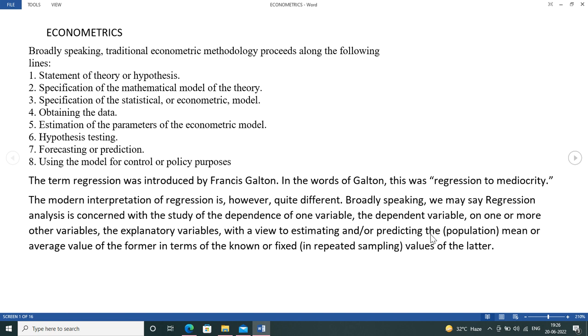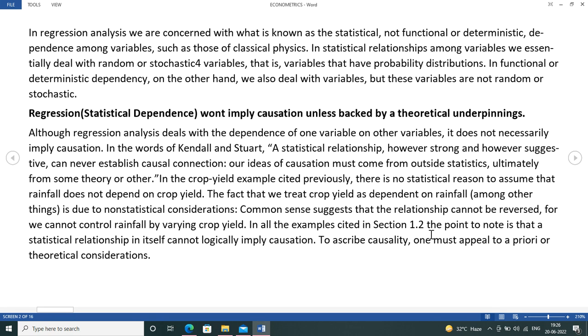If our aim is just getting that mean, we'll discuss that later in the lecture series. There is a difference between statistical dependence and functional dependence. In the whole of econometrics and regression analysis, we consider the statistical dependence. To better understand statistical and functional dependence, we should basically distinguish between two subject matters of the world.